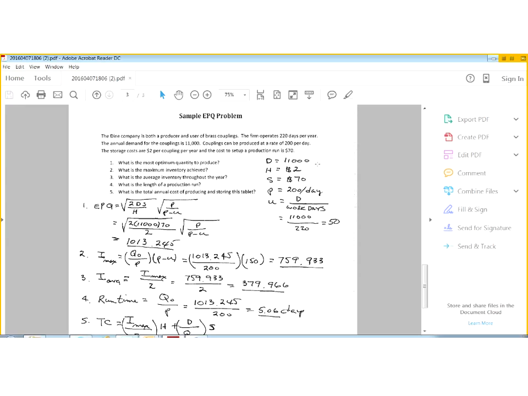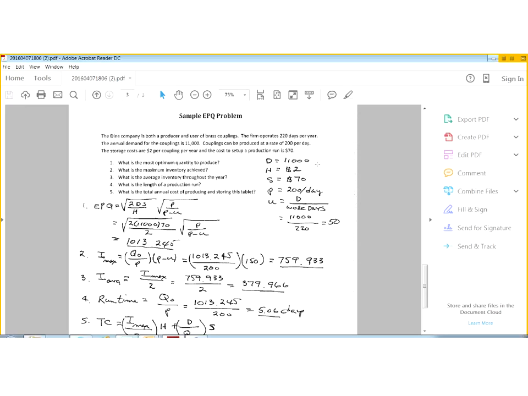Second question is, what is the maximum inventory achieved? If we look at our formula sheet, we see that we have a calculation here for that. It's the economic production quantity divided by P, multiplied by the difference between the production and the usage rate. So that turns out to be 759.9.